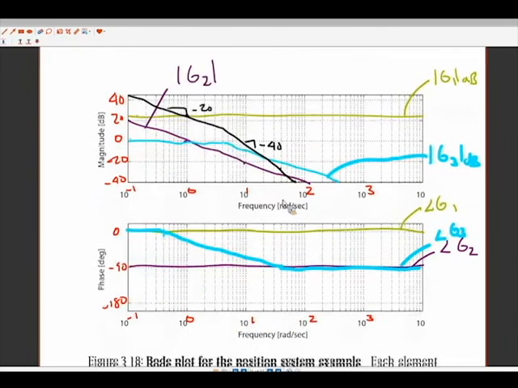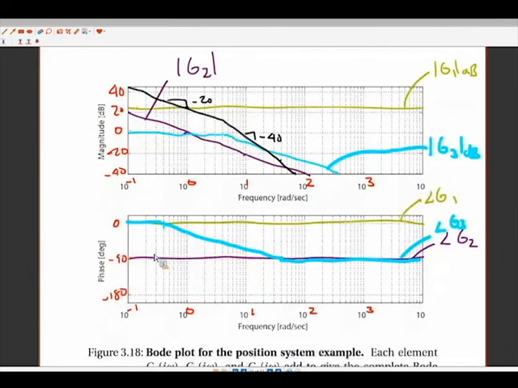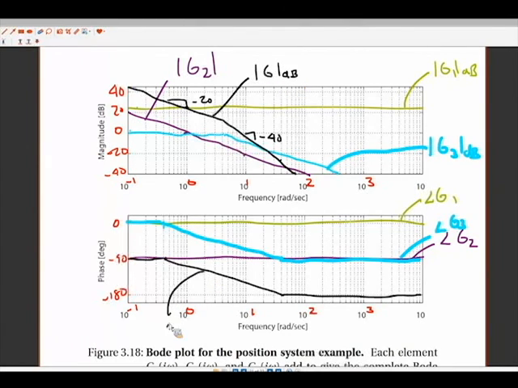Phase information, this negative 90 is pervasive, so basically all this does, it's 0 plus negative 90 to shift everything by negative 90, and then follow the contour of the phase from the real pole. So that's everything added up in both magnitude and phase. Any questions about that example?